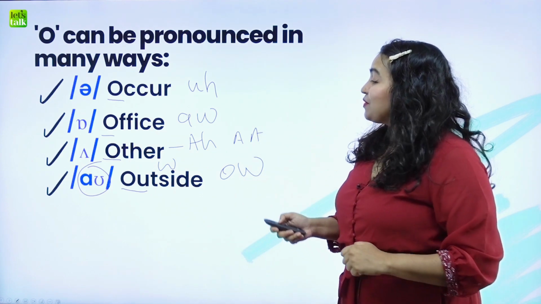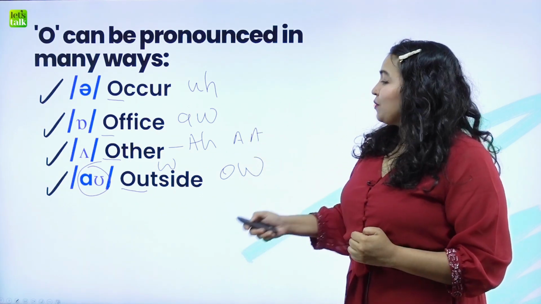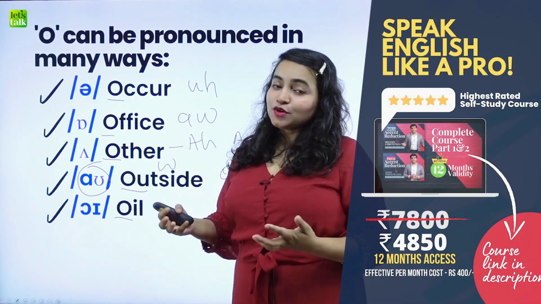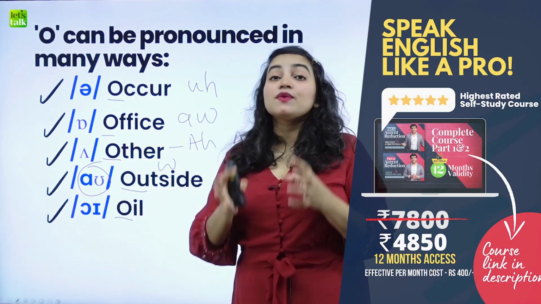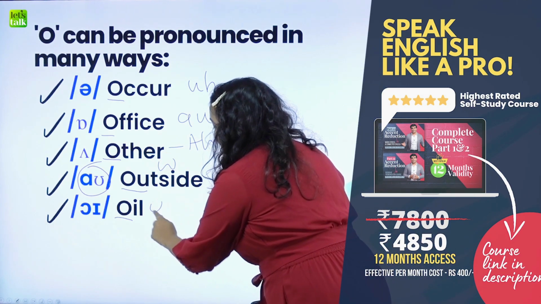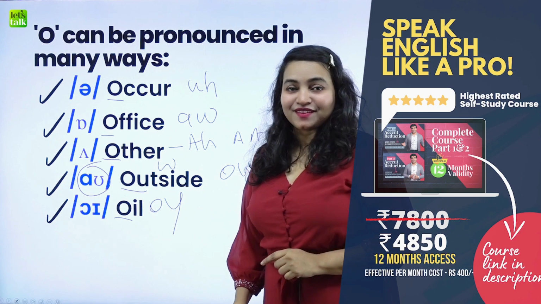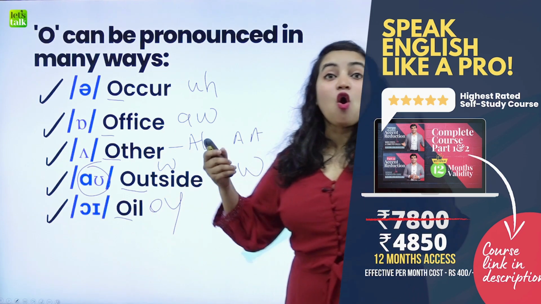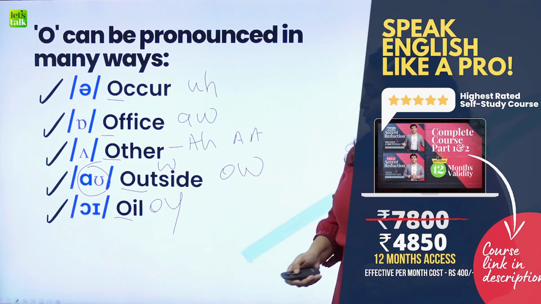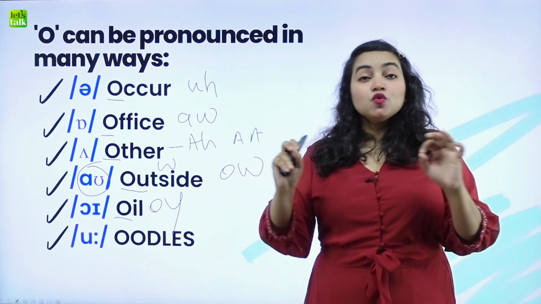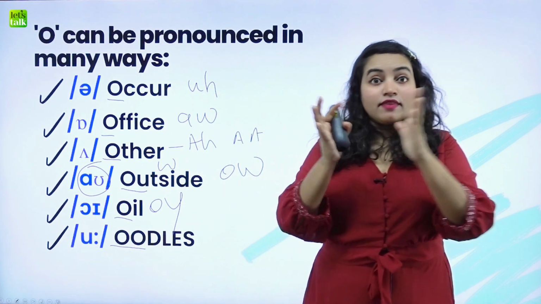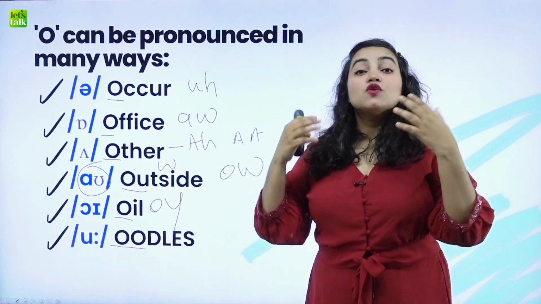Let's have a look at another way to use O, which is the oi sound. Now over here, whenever you have an O that is combined with the I or the Y, you get the oi sound. So it sounds like oi. Okay, so you have a word like oil, which comes with the oi sound. Let's look at another way of using O, which is the oo sound. Okay, a lot of times you have 2 O's together, and that's when you use the oo sound.